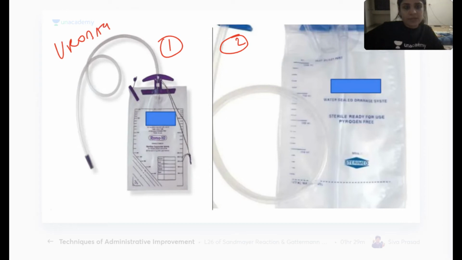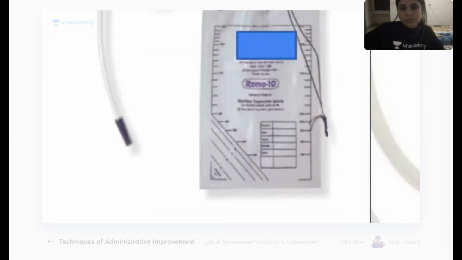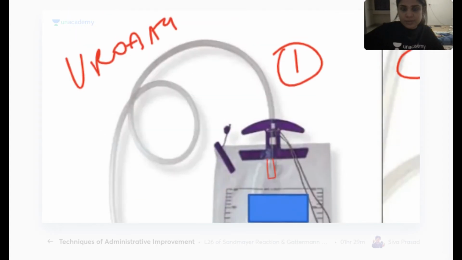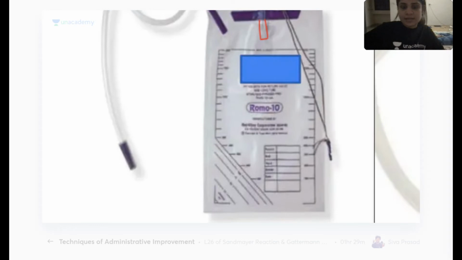How did you identify that 1 is the euro bag? I'll tell you. In this, the tubing, this upper cut tubing, is ending right at the beginning of the bag. The second thing is you have these transverse lines which tell you how much urine is collected: 10 ml, 50 ml, 100 ml, 200 ml.